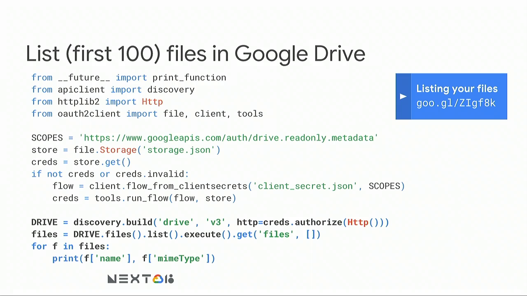But when you're accessing something that is private information, such as your first 100 files and folders on Google Drive, well, that's protected information.